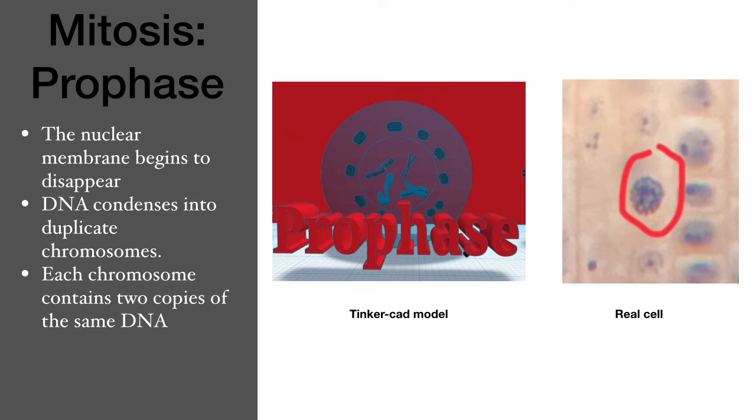The second phase is prophase, where the nuclear membrane begins to disappear. Also where DNA condenses into duplicate chromosomes, and each chromosome contains 2 copies of the same DNA.